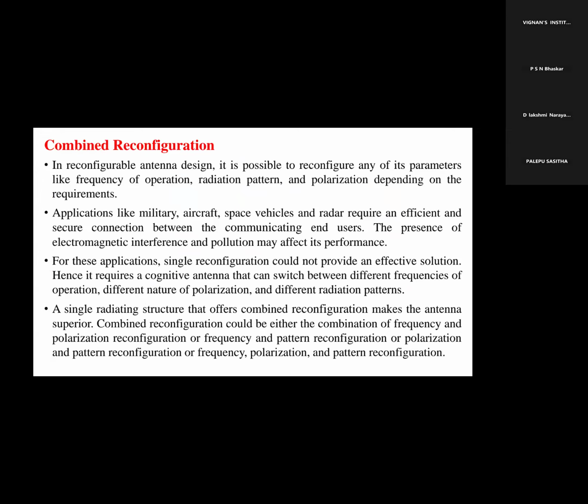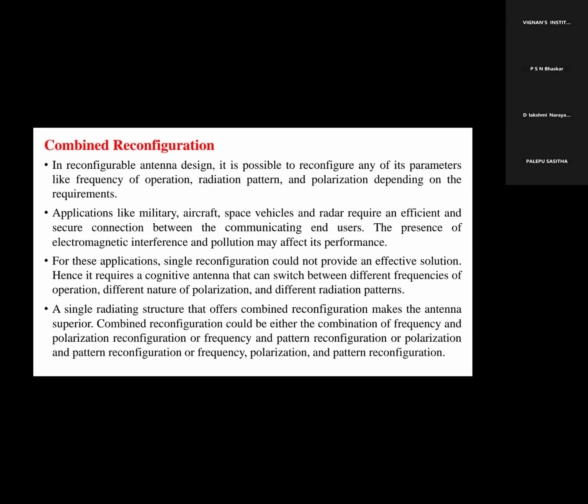parameters like frequency of operation, radiation pattern, and polarization depending upon the requirement. Applications like military, aircraft, space vehicles, and radar require an efficient and also secure connection between the communication system and users. The presence of electromagnetic interference and pollution may affect its performance. For these applications, single reconfiguration could not provide an efficient solution, hence it requires a cognitive antenna that can switch between different frequencies of operation, different polarizations, and different radiation patterns. A single radiating structure that offers combined reconfiguration makes an antenna superior.